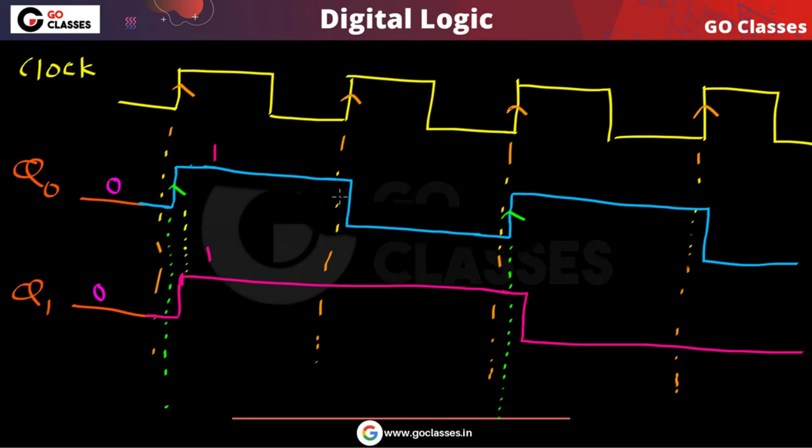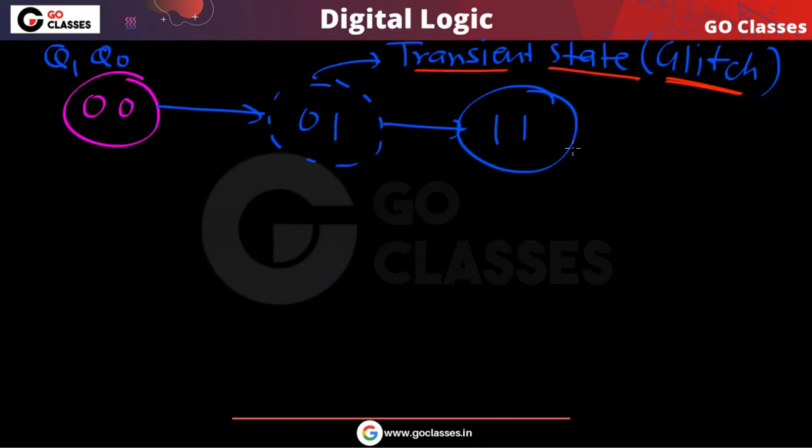Now what will happen here? Just notice here. Now again this is 0 1, but you can notice for a moment what is happening. Just look at this moment: Q0 is 1 and Q1 is also 1. Then Q1 is 1 and Q0 is 0, so from here you will go.